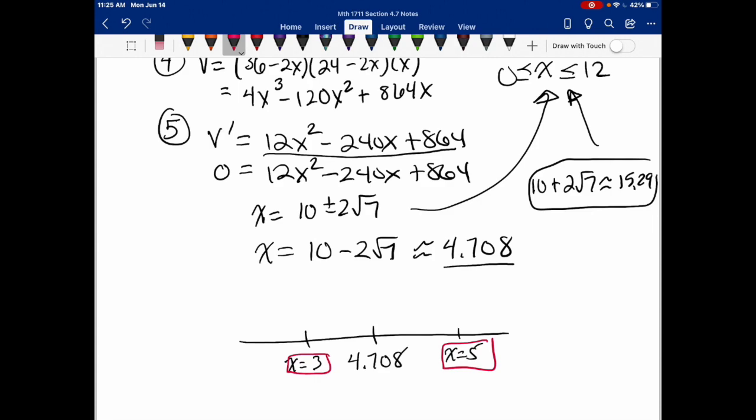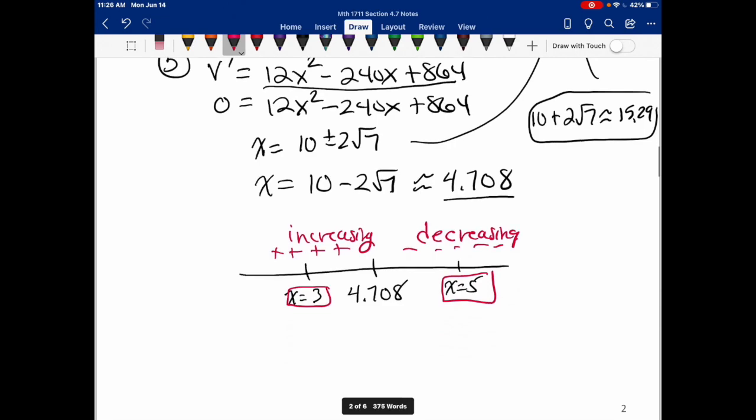So these are our test points. Now, when I plug that into the derivative, when I plug in x equals 3, I'm going to get a positive value, which means this is increasing. And when I plug in x equals 5, I'm going to get a negative, which means this is decreasing. This is a local max.